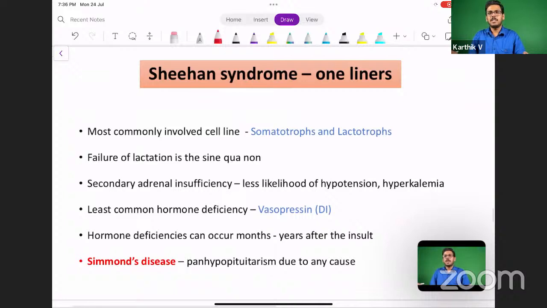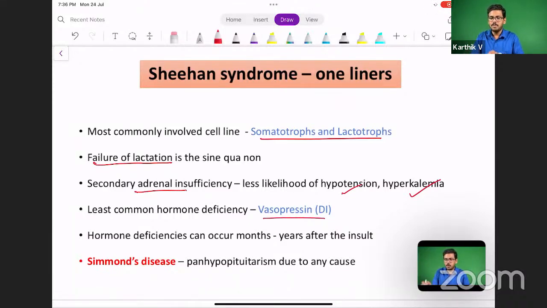So a few points we have discussed previously regarding Sheehan. The most commonly involved cell lines are GH and prolactin. Failure of lactation is the most specific clinical manifestation. In secondary adrenal insufficiency, the patient would have less likelihood of hypotension and hyperkalemia due to the intact aldosterone axis. The least common hormone deficiency is vasopressin, and there may be a very long latent period before this becomes clinically apparent. And Simmonds disease was the terminology given in the initial part, in the 1930s and 1940s. It described panhypopituitarism due to any cause. Okay.